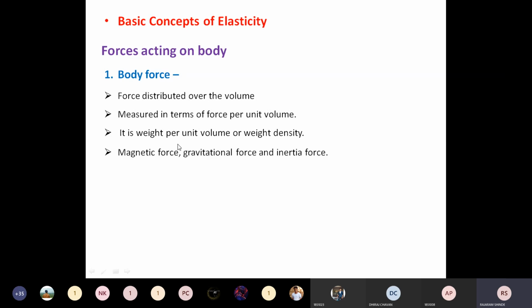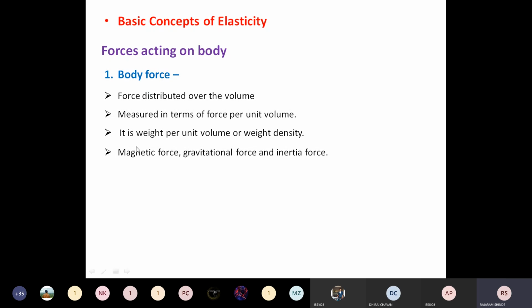Now, if we consider these forces, magnetic force, gravitational force, inertia force, the units of all these forces are in terms of Newton per meter cube, Newton per millimeter cube. Why? Because these forces are equally distributed over the volume. Are you getting this? It is known as a body force. That means the weight of the body, weight of the component, weight of any particular part is considered as a body force.